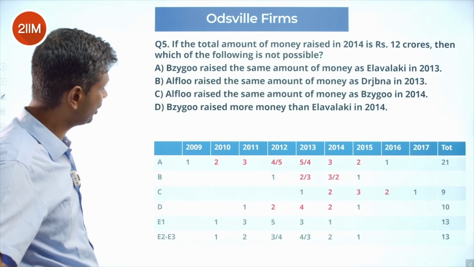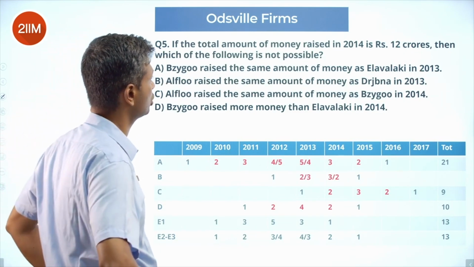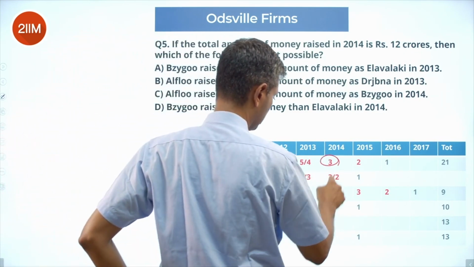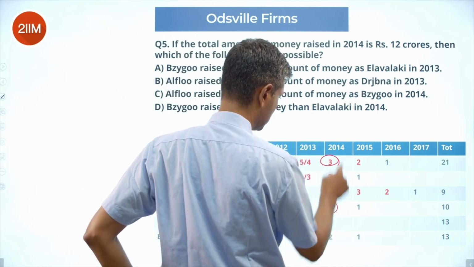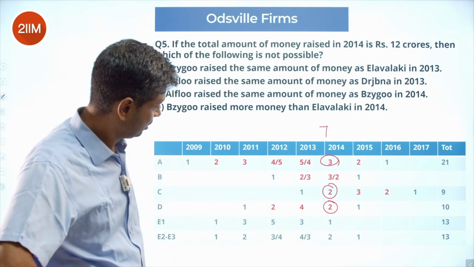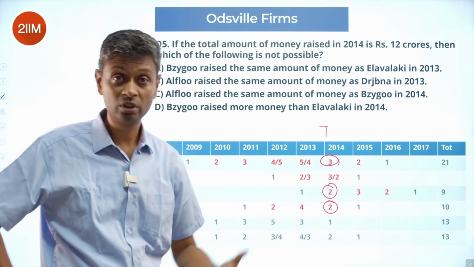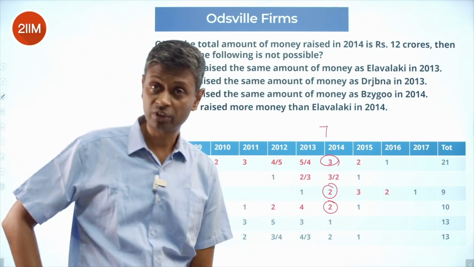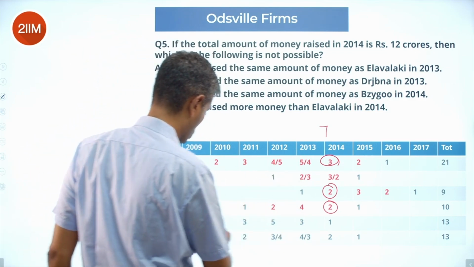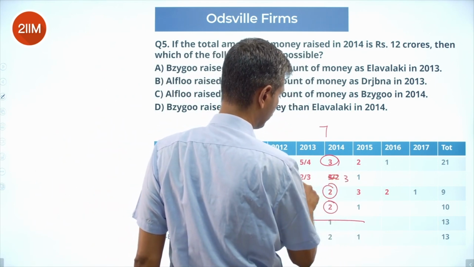The total amount of money raised in 2014 is rupees 12 crores. 2014 is 12 crores. So 3 plus 2 plus 2 is 7. 7 is in the bag. This is 3 or 2. This is 1 or 2. We need 5 more crores. Only 3 plus 2 gives us 5. So we should have only this possibility. This should be 2 crores. And this should be 3. This should be 2.